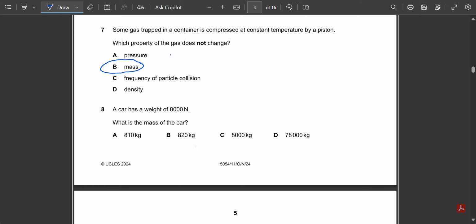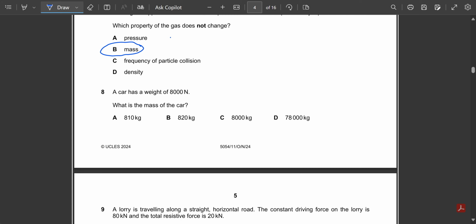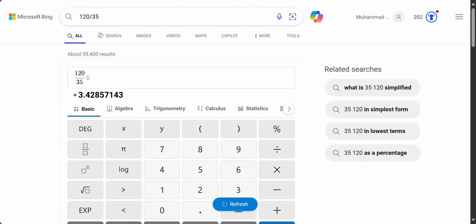Now let's move on to question number 8. A car has a weight of 8,000 Newton. What is the mass of the car? That's easy. You know, W equals mg. Weight is 8,000, mass we need to find out, g is 9.81. So we're going to divide it by 9.81, so 8,000 divided by 9.81.